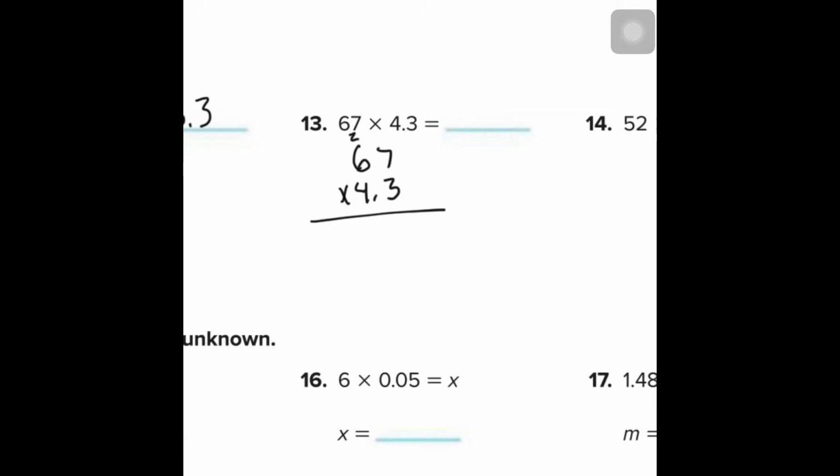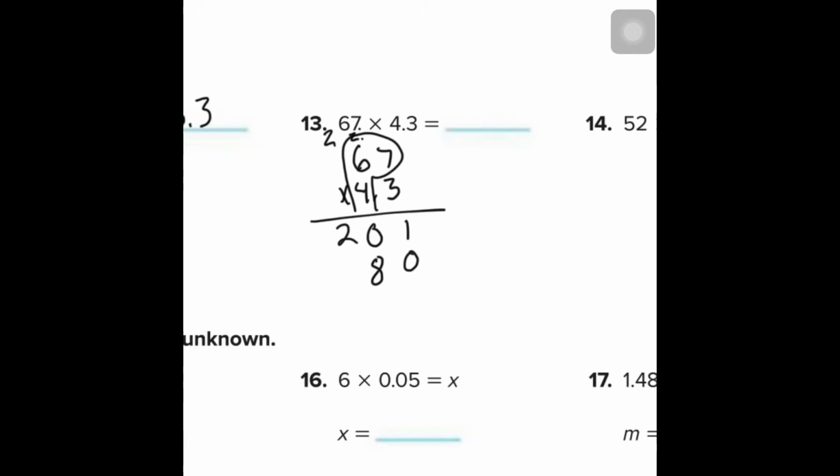We're going to ignore that decimal for now. So 3 times 7 is 21. 3 times 6 is 18, 19, 20. All right, we're going to do the next one. So we're going to do this section right here. Put a placeholder 0 there.